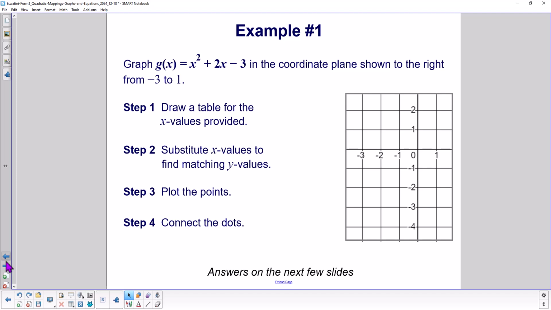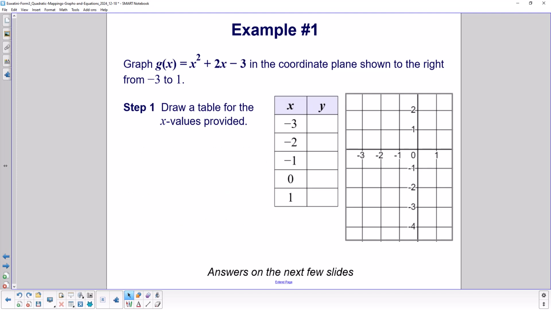Example 1. Graph g of x is equal to x squared plus 2x minus 3 in the coordinate plane shown to the right, from -3 to 1. Here's our 4 steps again. Draw a table for the x values. Substitute the x values to find matching y values. 3. Plot the points. And finally, connect the dots. Answers on the next few slides.